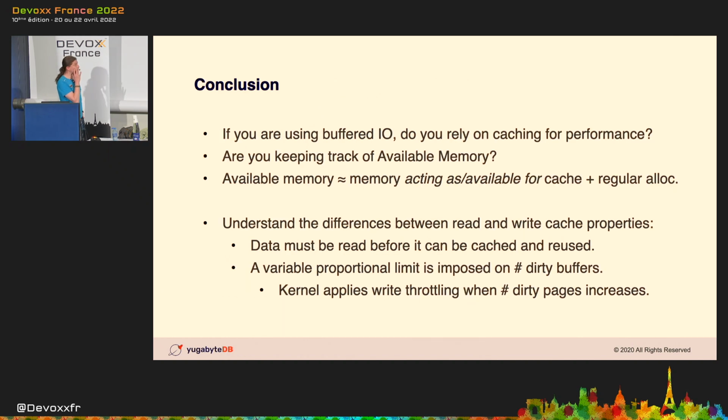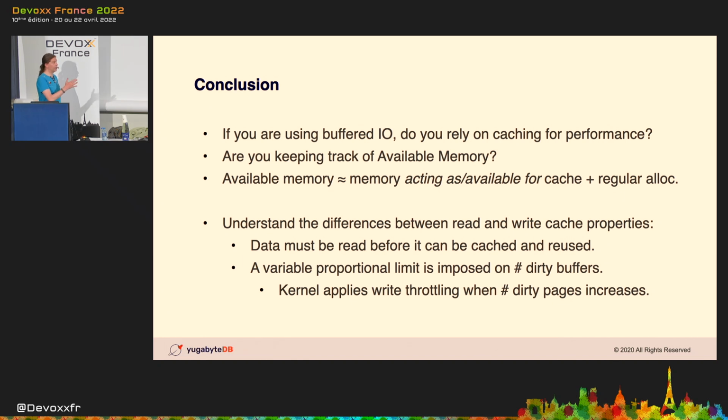So the conclusions. You are probably using buffered I/O. Keep track of available memory. That is the key statistic, which tells you the memory which is available for taking if you are doing this.